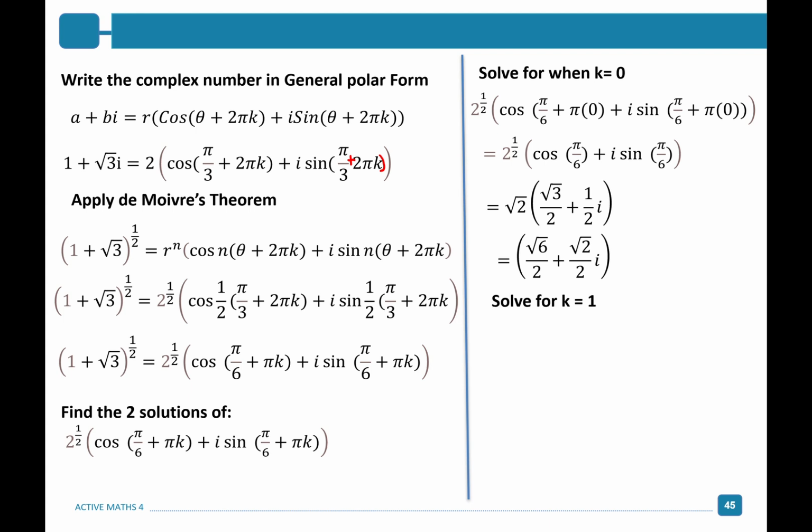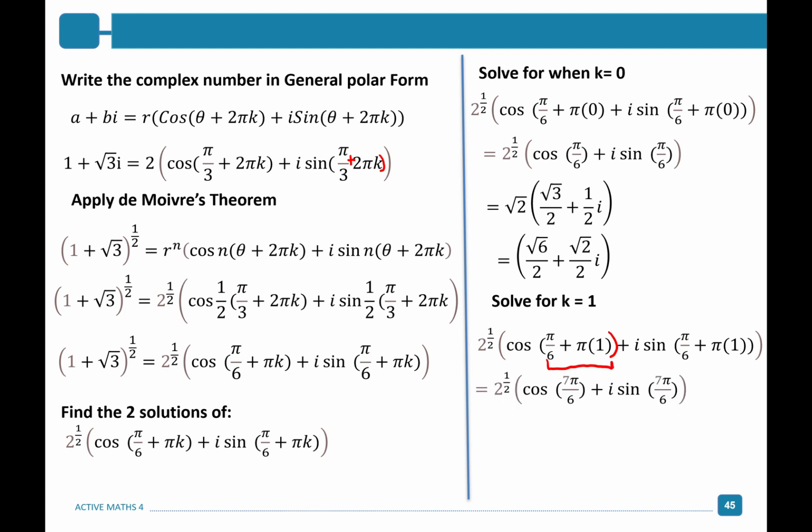Let's find our second solution for z. To do this, we substitute in for k is equal to 1. This leaves us with 2 to the power of a half times cos of pi over 6 plus pi times 1 plus i sine pi over 6 plus pi times 1. Adding together our angles, we're left with 2 to the power of a half times cos of pi over 6 plus pi gives us 7 pi over 6, plus i sine 7 pi over 6.